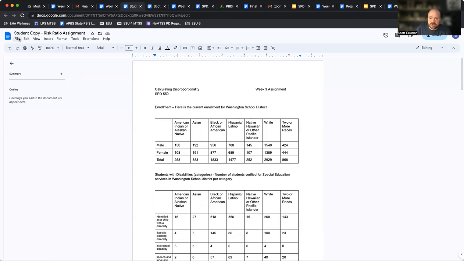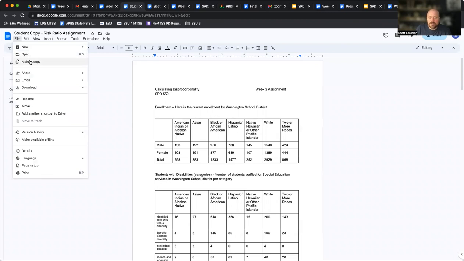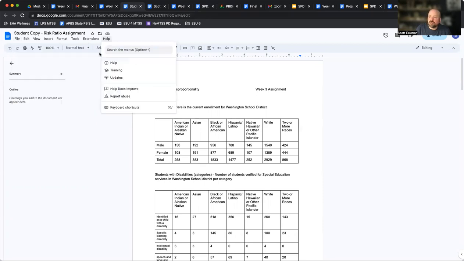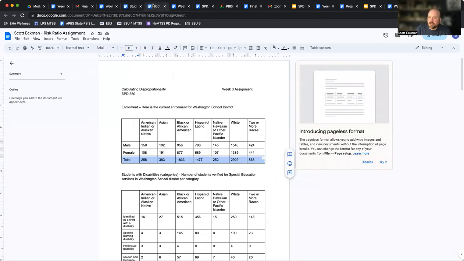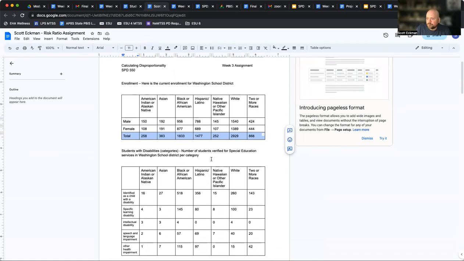So the first thing you're going to do is make a copy. I'm assuming you know how to make a copy in Google Docs, but if you don't, go File, Make a Copy. You're going to rename it as your name and then risk ratio assignment. So here's mine, Scott Ekman risk ratio assignment.